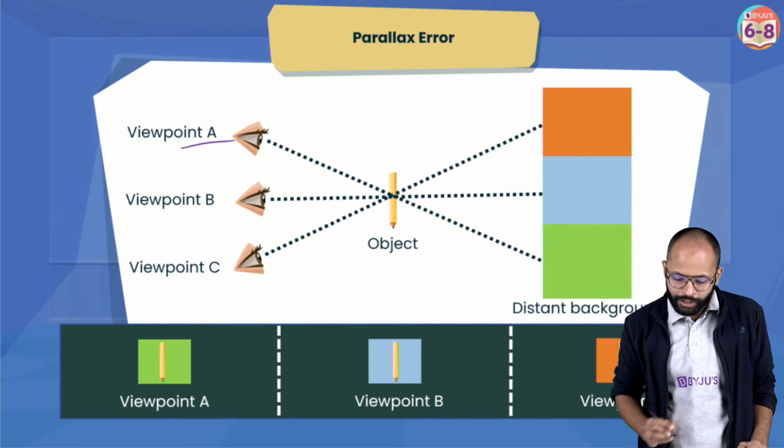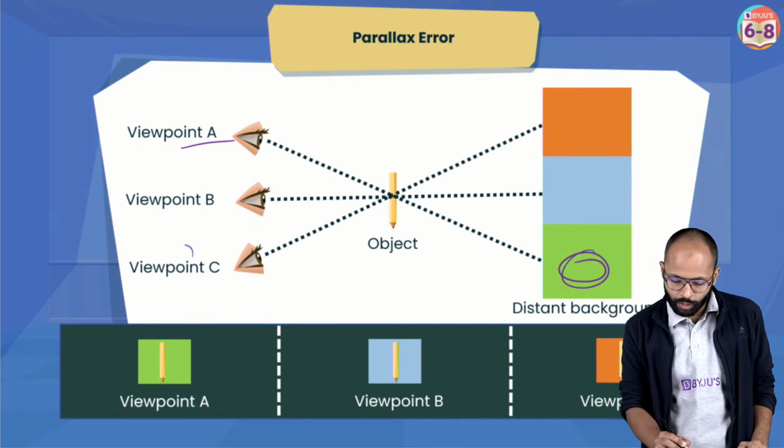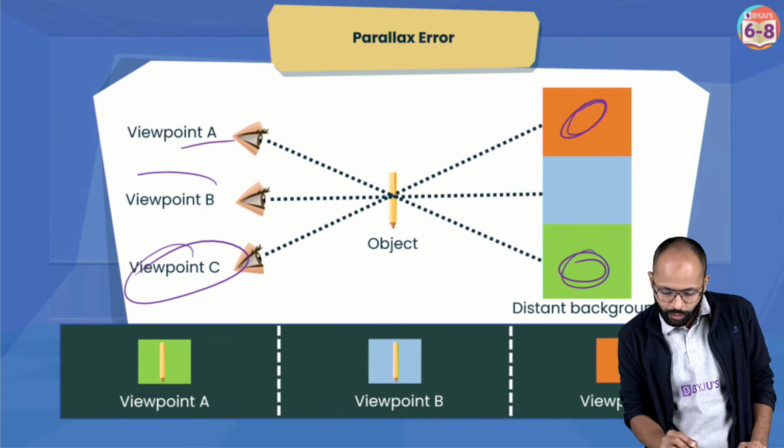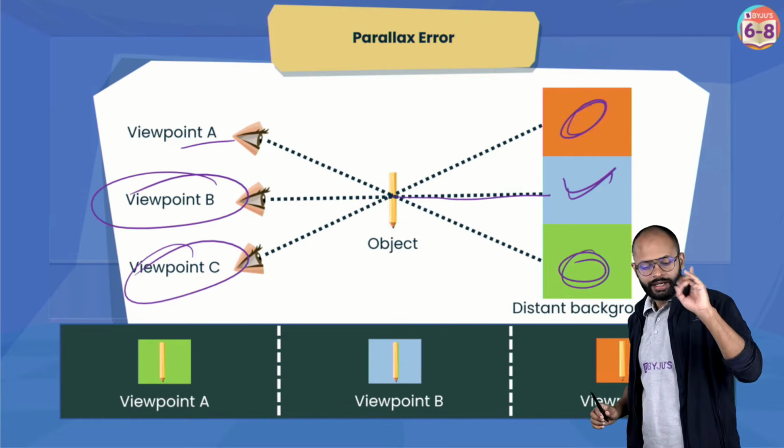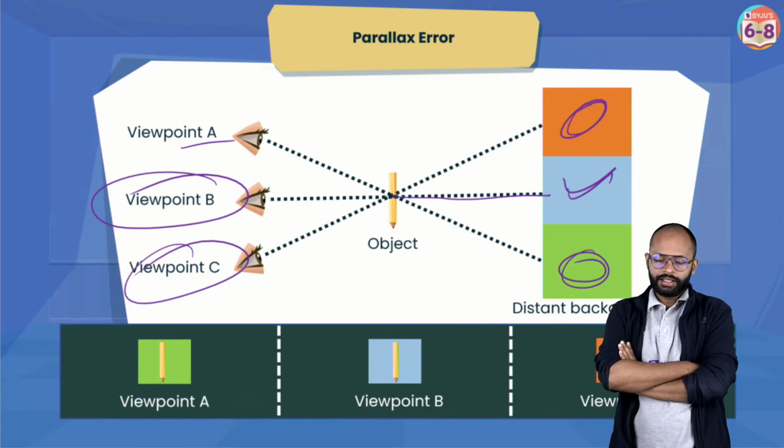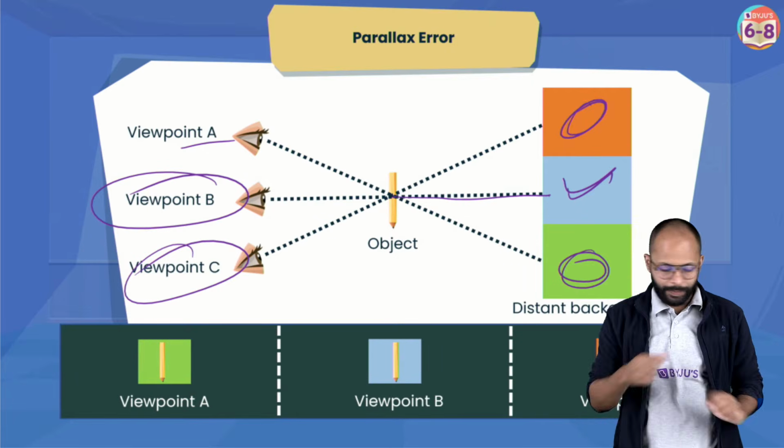So viewpoint A, it will give you this reading. Viewpoint C will give you this reading. But viewpoint B will give you this reading. And this is the correct reading. है ना? Getting my point? So इसीलिए this is something we call as the parallax error.